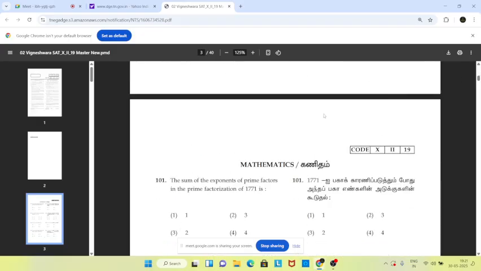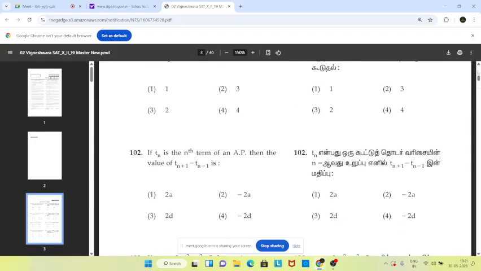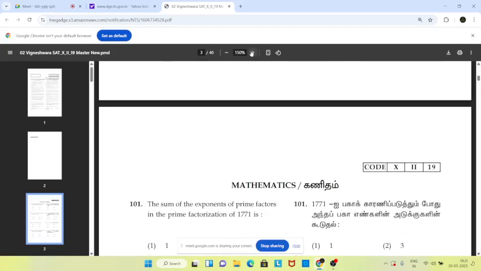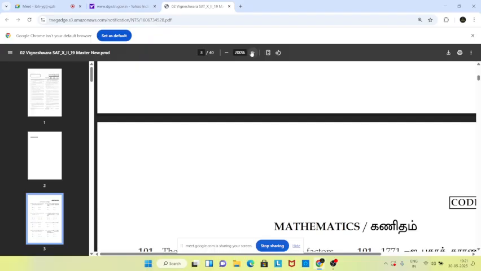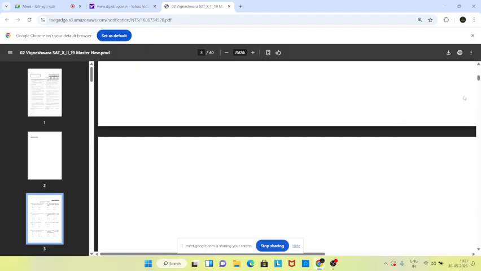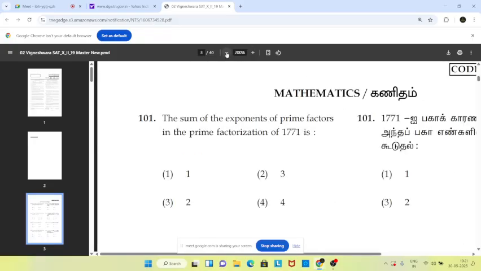Questions. Are you able to see the screen? Yes, sir. Yeah, 1 minute. I'll make it a little bigger. Yeah, okay. Little smaller. Yeah.